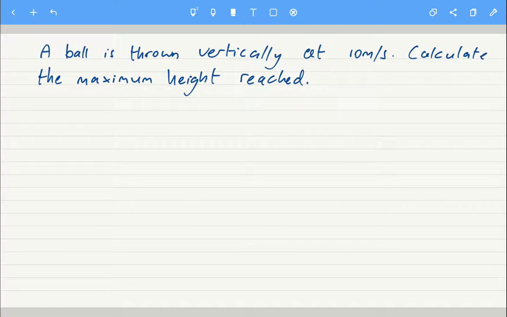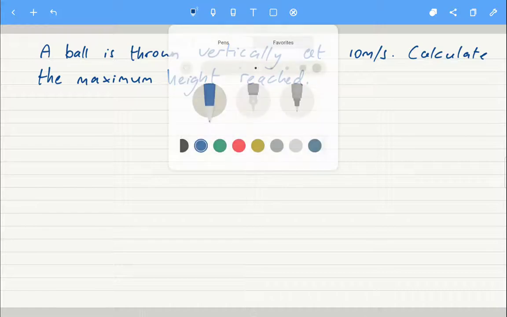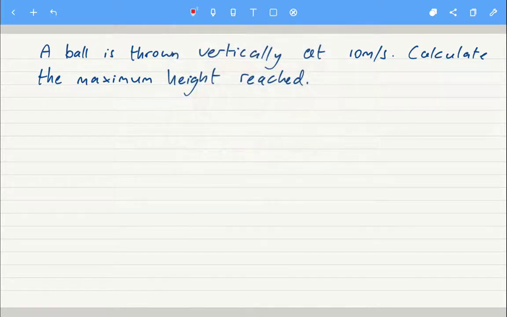So what I've got here is a bonus question. Apologies for any handwriting that's not very neat. So if you want to pause and have a go at that one, and then I'll take you through the answer now. So it's a bit of a tricky one, this. A ball is thrown vertically at 10 meters per second. Calculate the maximum height reached. So there's not much information given to us.